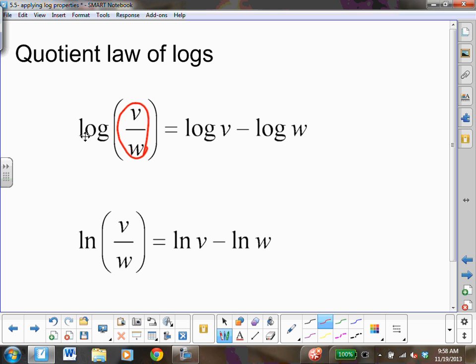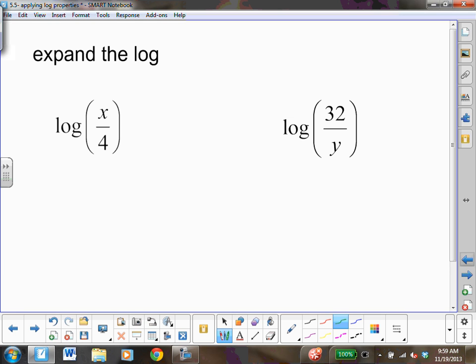that when you are dividing inside the logarithm, it is equivalent to subtracting the log of the numerator minus the log of the denominator. So notice, the numerator comes first, and you subtract the denominator. Let's apply that to a situation. Expand the logarithm. So in this case, I'm going to say the log of x minus the log of 4.